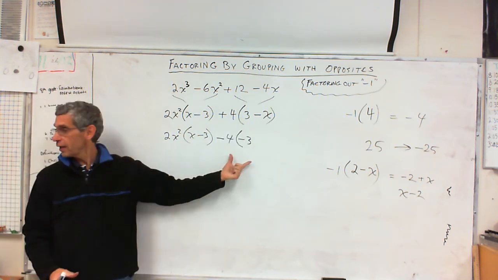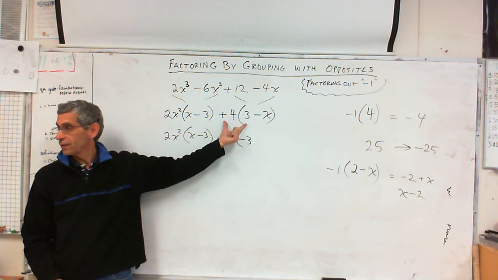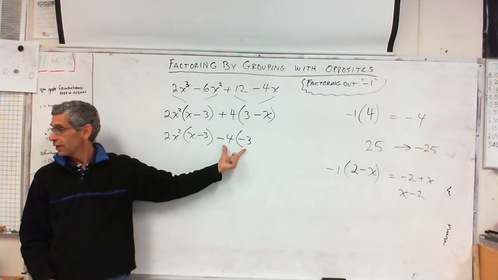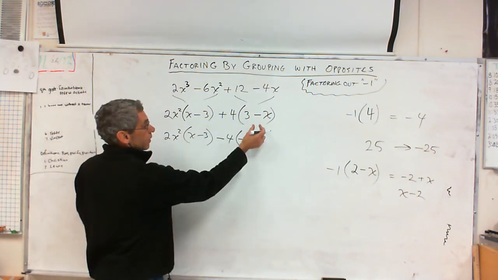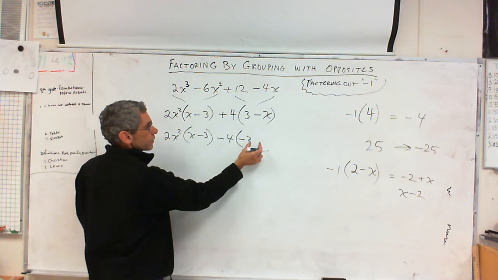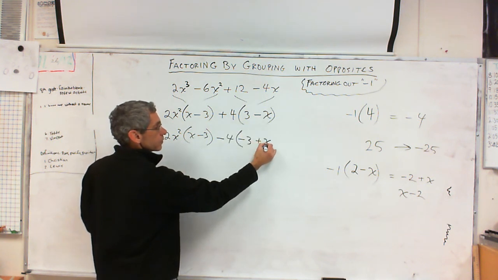You guys see that? Am I in your way? Sorry. Do you see how positive 4 times positive 3 is the same thing as -4 times -3? They both equal positive 12, right? See what I mean? And then here, -4 times what is equal to -4x? Positive x, right?